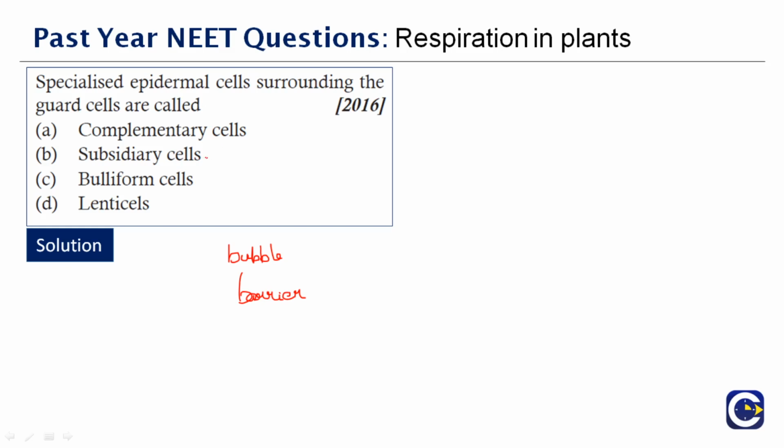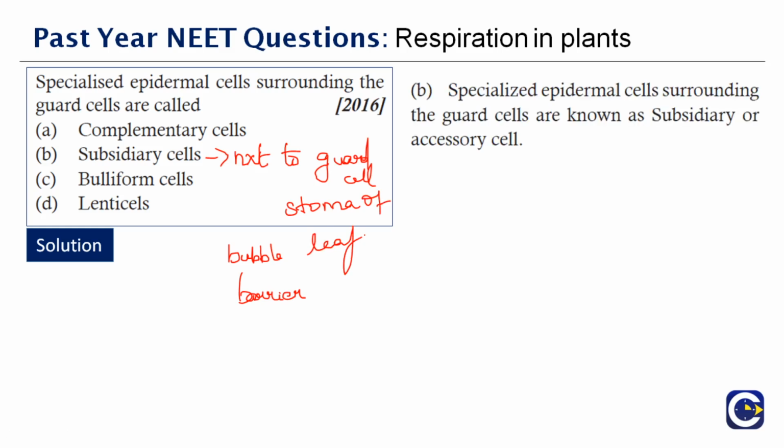Okay, so the subsidiary cell is only present next to the guard cell, in the stoma of the leaf. So where is it present? In the stoma of the leaf. It differs in structure from the other epidermal cells and is also called an accessory cell. Therefore the correct answer to this question is option B.